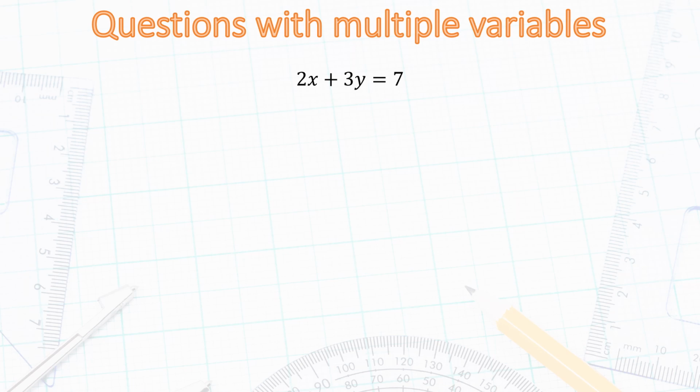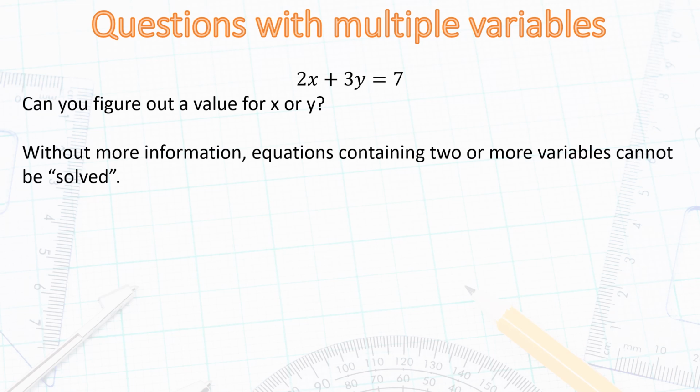So let's take a look at this example: 2x plus 3y equals 7. At the moment, there's nothing to solve because with two variables, you can't just say, oh, x is 10 and y is minus 2. We don't have enough information to begin solving that. So this one cannot be solved like we have been able to do with our other equations so far. This is a two-variable equation.